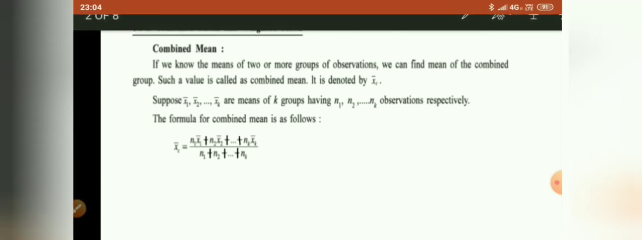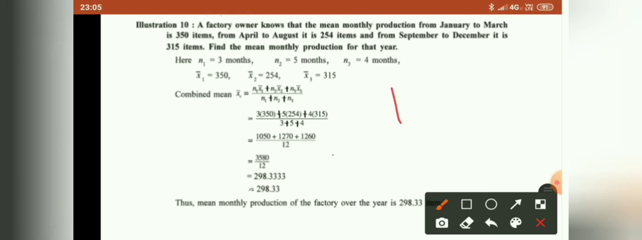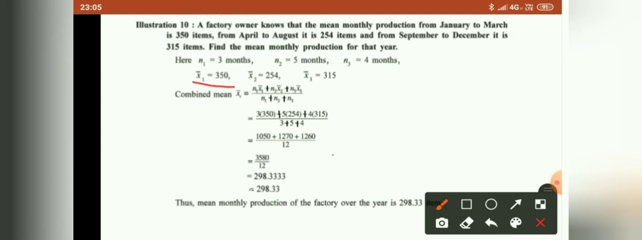Now let us have a look at the sum. A factory owner knows the mean monthly production from January to March. You can count January 1, February 2, March 3. So total how many months are there? 3. So here n1 equals 3. And the mean of January to March is 350. That means x bar 1 is 350.